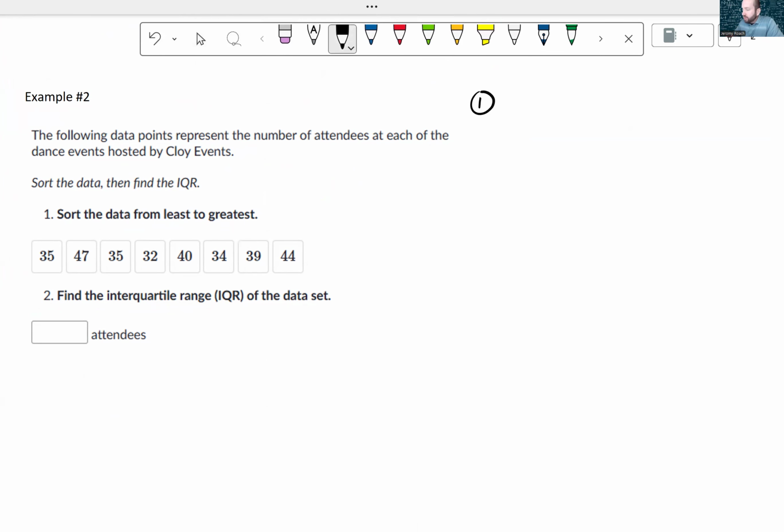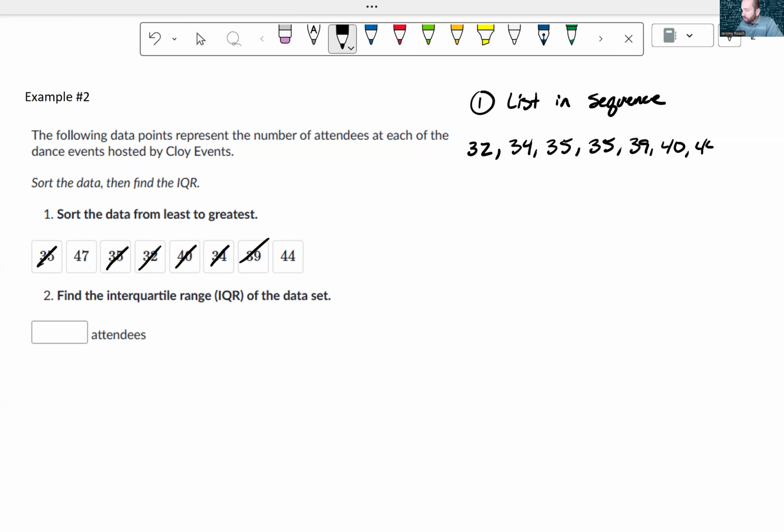So we're going to organize in sequential order, or list in sequence. So I'll start with the lowest number, 32, 34, 35, 35, 39, 40, 44, and 47.